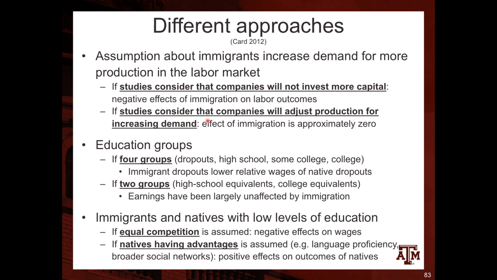If studies consider that companies will actually adjust production for this increase in demand, then the effect of immigration is approximately zero. Those studies take into account that we have an increase in immigration in the country, but these immigrants will not just compete for jobs, they will also buy products in the society. They will buy food, they will look for housing, they will spend all the resources they have to buy products to survive. So the companies will tend to produce more exactly because there is an increase in demand for their products.